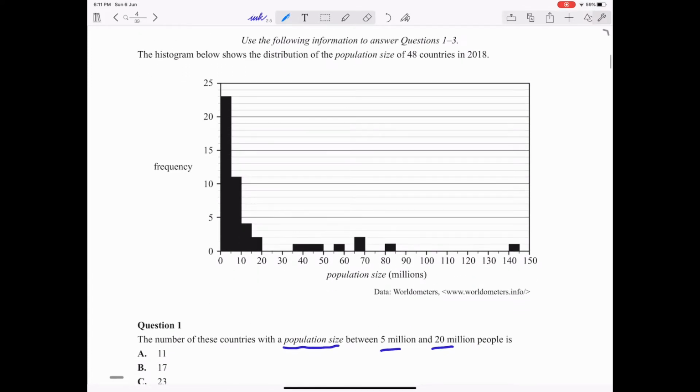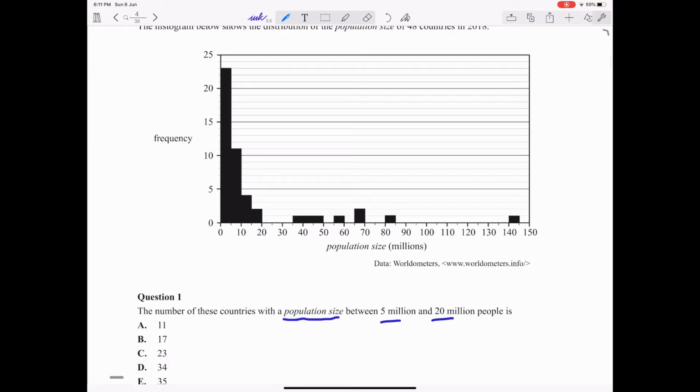Question 1. The histogram below shows the distribution of population size of 48 countries in 2018. The number of these countries with a population size between 5 million and 20 million people is... So we're going to find the number of countries with a population size between 5 million and 20 million. Population size has been plotted on the x-axis over here.